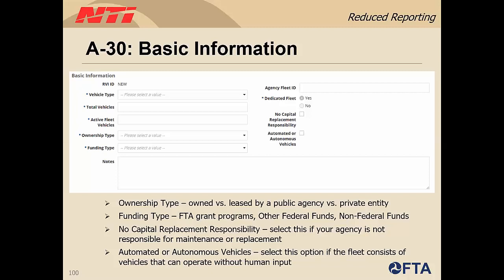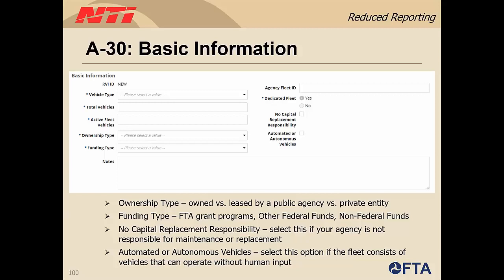Next, you will select the ownership type. This includes options such as owned or leased, and whether the vehicles are owned or leased by a public agency or private entity. Then you will select the funding type. This should represent the largest funding source for the vehicle fleet. There are several options for funding type, including FTA grant programs, other federal funds, and non-federal funds.